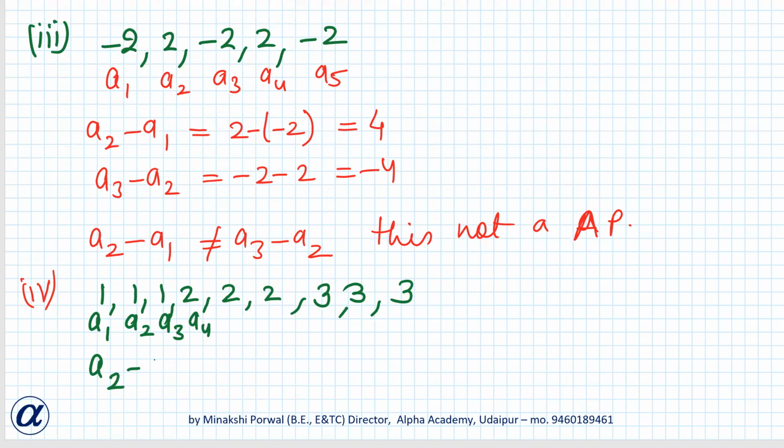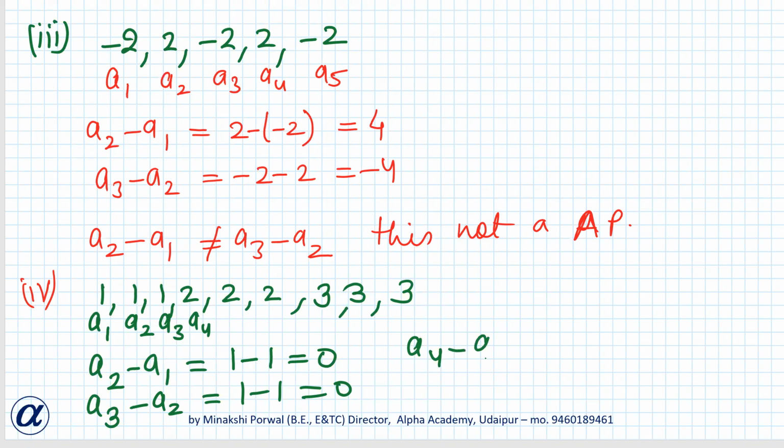We'll find A2 minus A1. A2 minus A1 is 1 minus 1, that is equal to 0. Then A3 minus A2, that is also 1 minus 1, that is also equal to 0. A4 minus A3, that is equal to 2 minus 1, it is equal to 1. So as the common difference is not coming the same, here 0 was coming, here 0 was coming, here 1 is there, so it is not an AP.